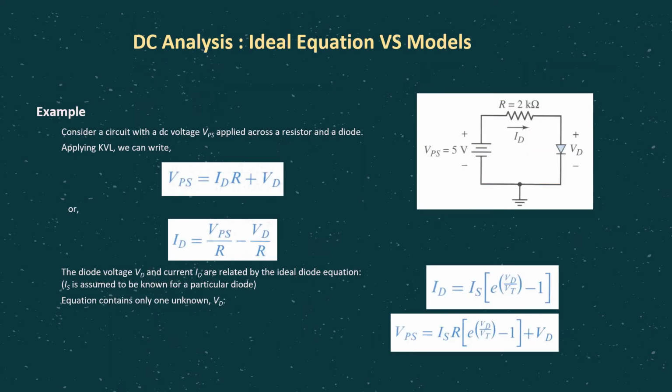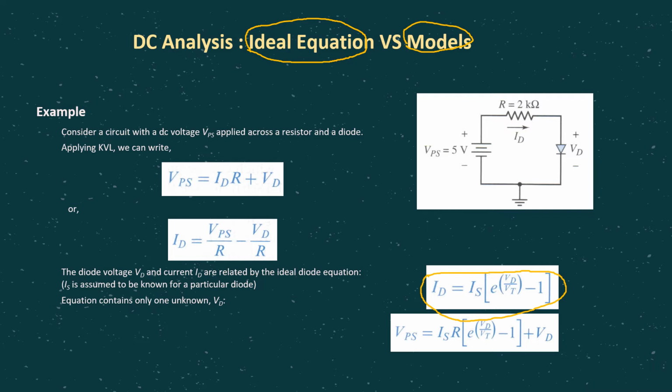Okay, the question is, why do we need these three models if we can just use the ideal diode equation for our DC analysis? Because before this we have discussed the ideal diode equation, remember, where ID is equal to IS times exponential VD over VT minus 1. So if you can find ID from this equation, obviously we can find the rest of the circuit parameters, right?